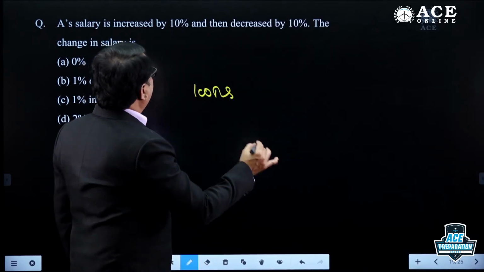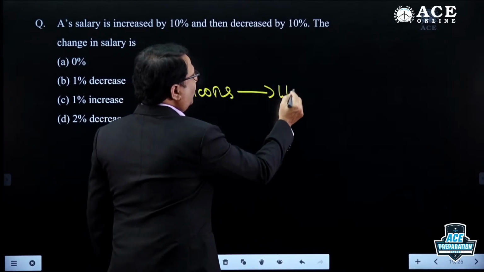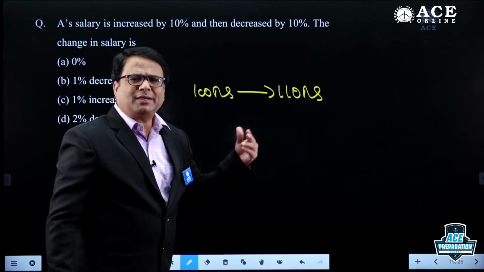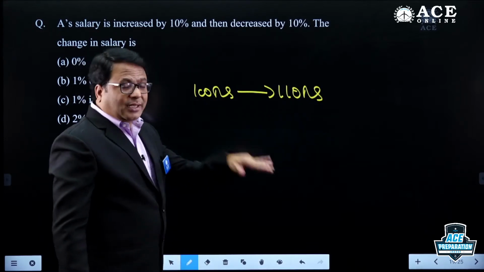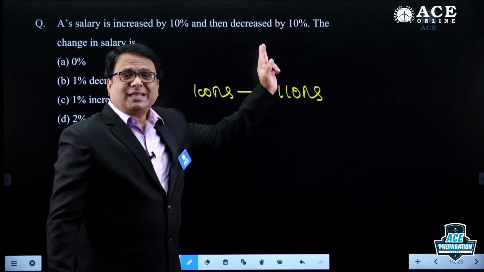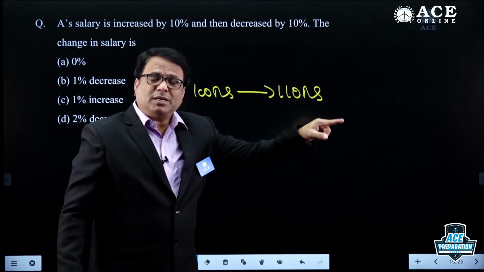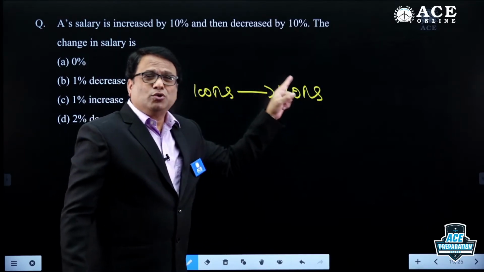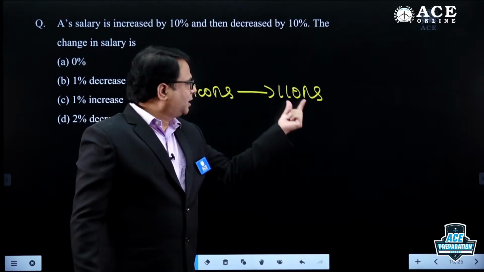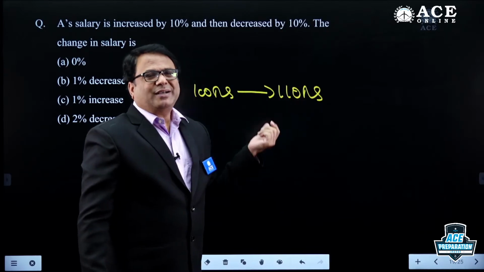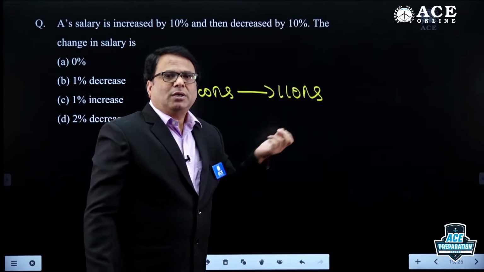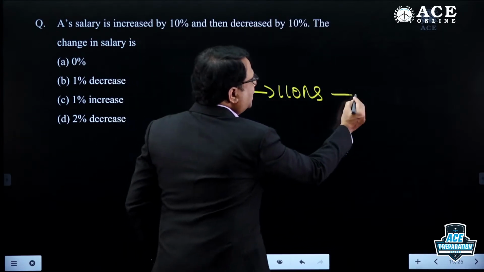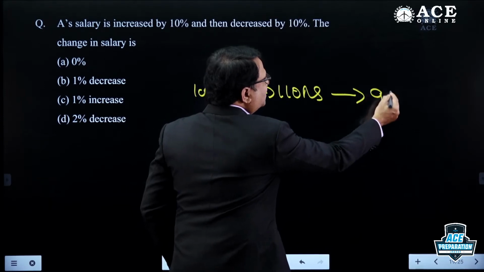Now, first it is increased by 10%. So, 100 becomes 110 rupees because it is increased by 10%. And then decreased by 10%. So the second time we are decreasing the salary by 10%, and the 10% decrease is not on 100, it is on the new salary. So the 10% decrease should be on 110. Now tell me, 10% of 110 is how much? 10% of 110 is 11. So this 110 rupees is decreased by 11. 11 means it becomes 99 rupees.